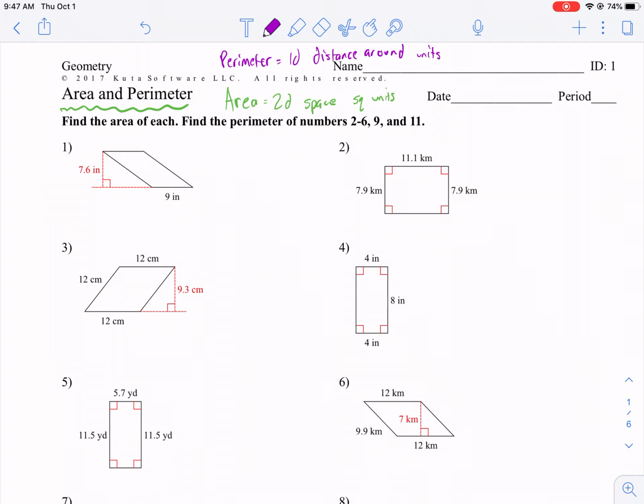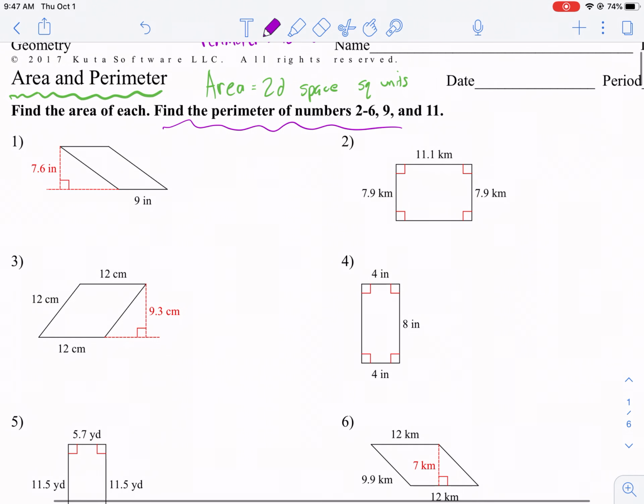Since it's asking for the perimeter in 2 through 6, 9, 11, very odd with those ones. And by the way, you can't do it for number 7, the perimeter at least. So whoever wrote this kind of screwed up a little bit. But anyway, we'll go ahead and start with number 2.